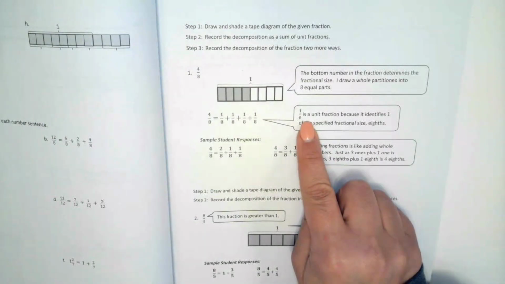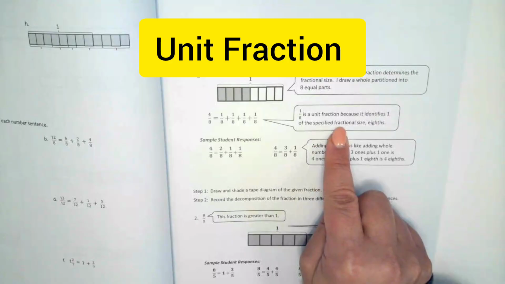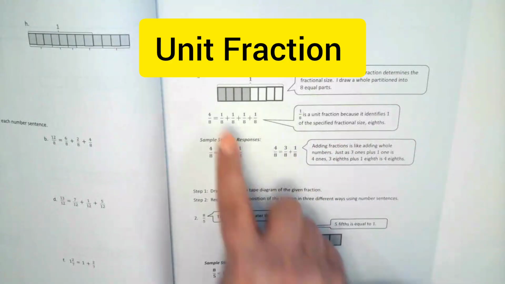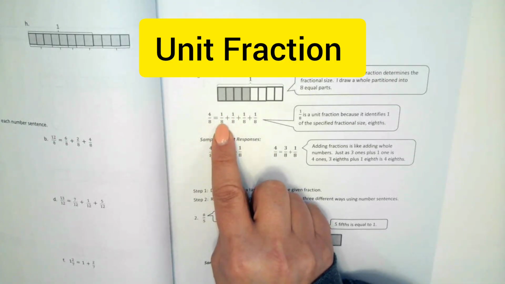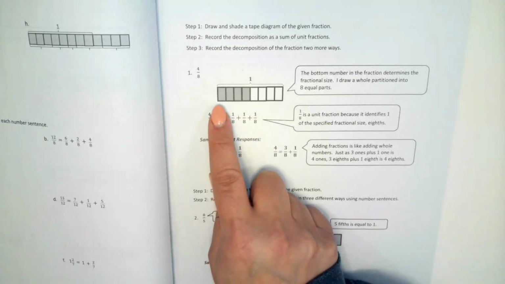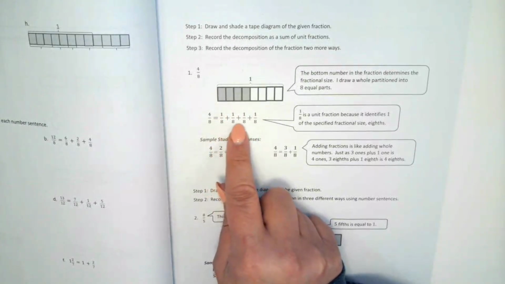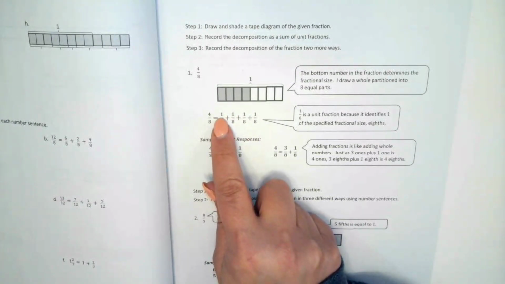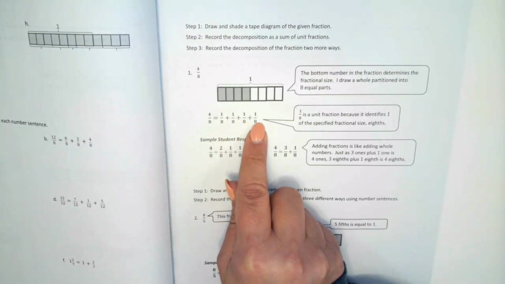It says 1/8 is a unit fraction because it identifies one of the specified fractional size, eighths. So one piece is called 1/8. And when there's a 1 in the numerator, then it's called a unit fraction. Here we could show that 4/8 is equal to 1/8 plus 1/8 plus 1/8 plus 1/8. If you add them up, 1/8, 2/8, 3/8, 4/8.